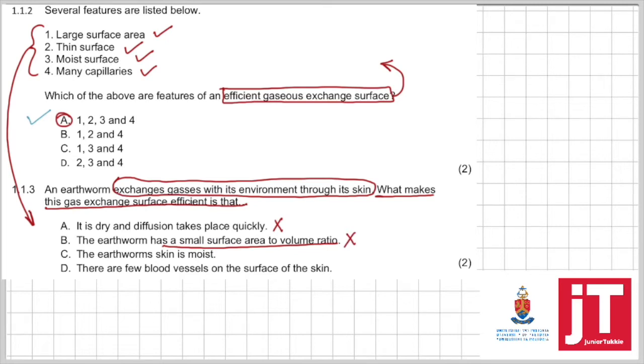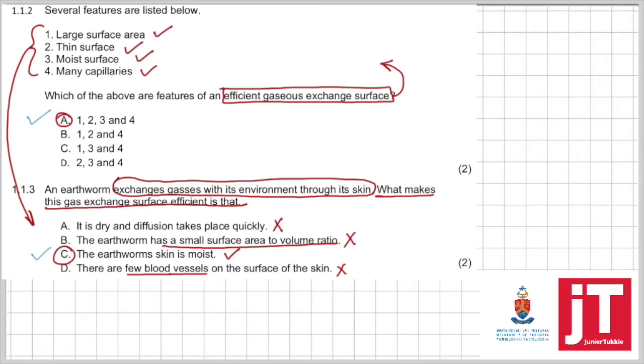Option C, the earthworm's skin is moist. Well, that's true, and having a moist surface allows it to have an efficient gas exchange surface. So I would say that's definitely the option we're looking at now, option C. Let's just reflect on option D. There are few blood vessels on the surface of the skin, and if we look at efficient surfaces, they need good transport, so we're looking for many blood vessels. So option D is also going to be eliminated here. So we're going to choose option C for 1.1.3, and that's the best correct answer.